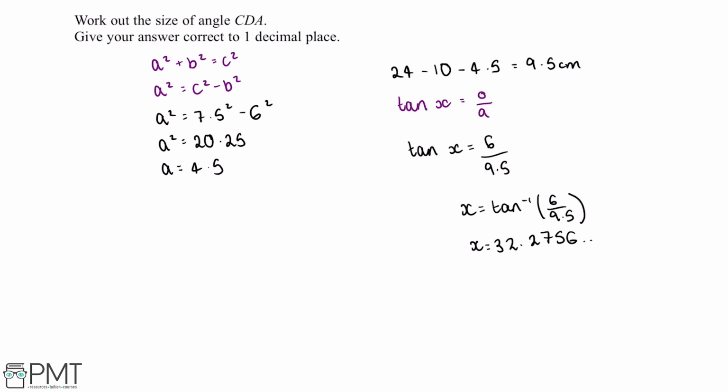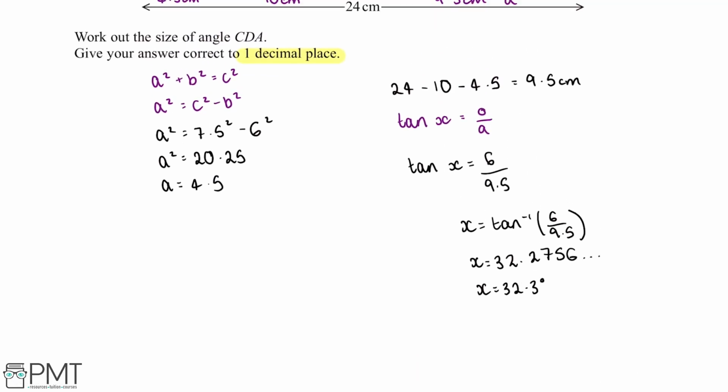32.2756 and so on. Now this question wants us to give our answer correct to one decimal place. So 32.2756 to one decimal place gives us a value of x, which is 32.3 degrees. And this is our final answer.